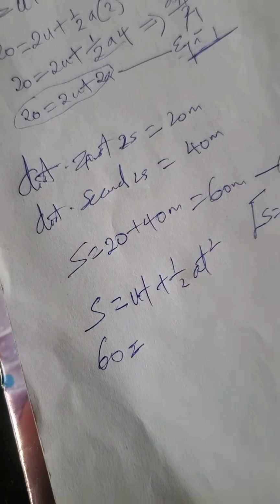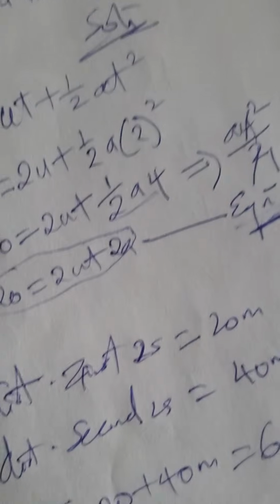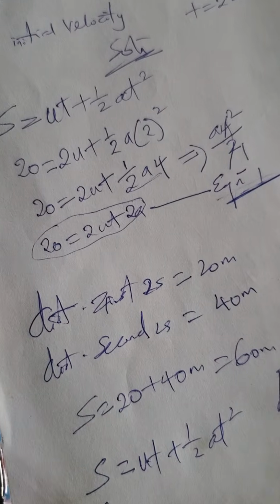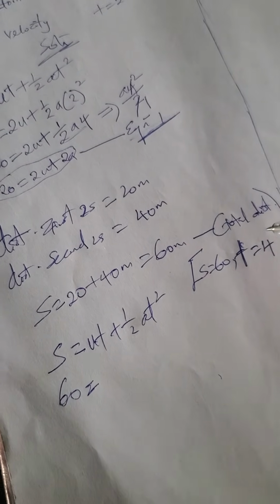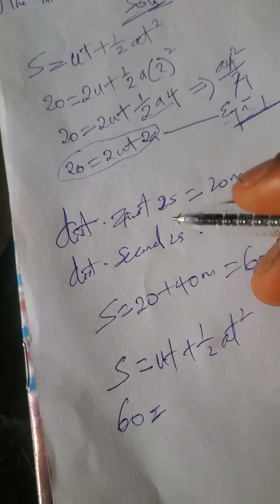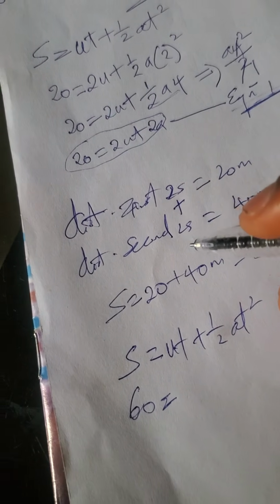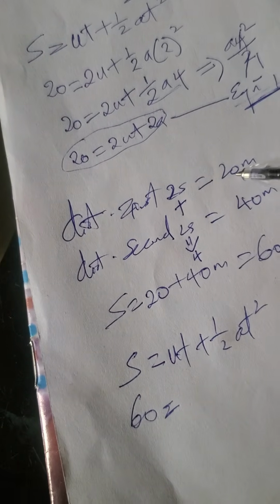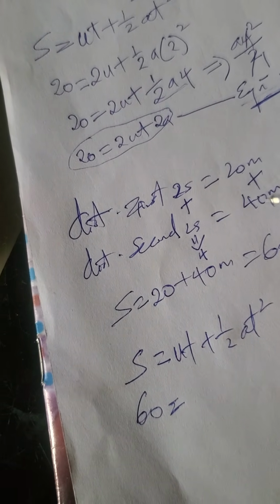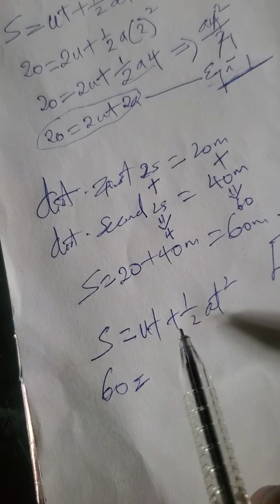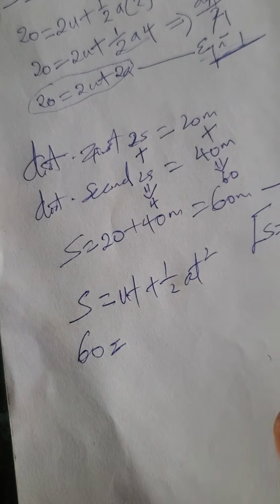The t is the time, and this is where we get the time. The time here is 4. Now you might be wondering, how did we get that 4? It's from here: 2 seconds plus 2 seconds gives you 4, and 20 plus 40 gives you 60. So from this calculation we arrive at the second one. Do you understand? So t equals 4, then s equals 60.